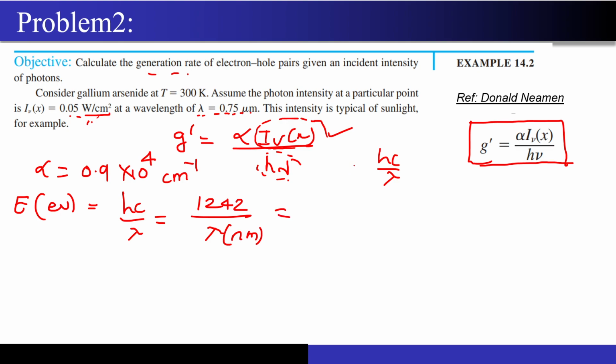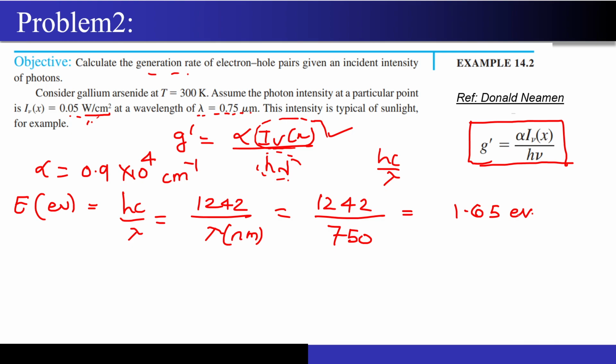So this is the easiest way to calculate it, right? So 1242, and what is the lambda? Lambda has been given as 0.75 micrometer. So in nanometer it will become 750. So the energy in electron volts you will get is around 1.65 electron volts, right?